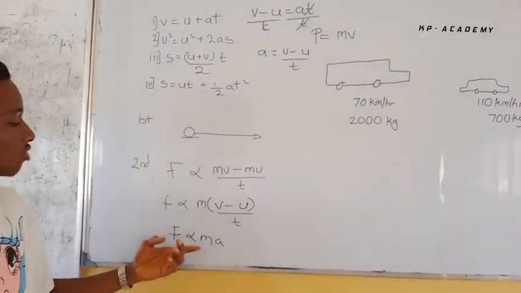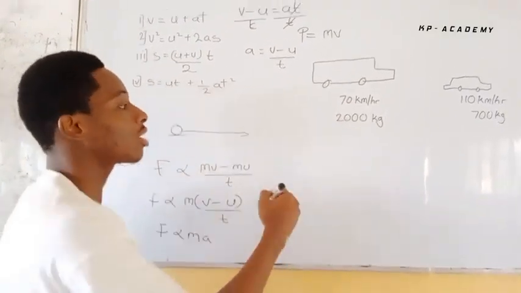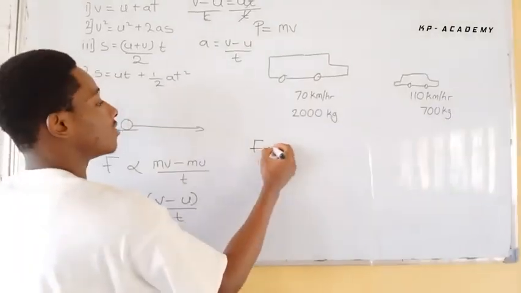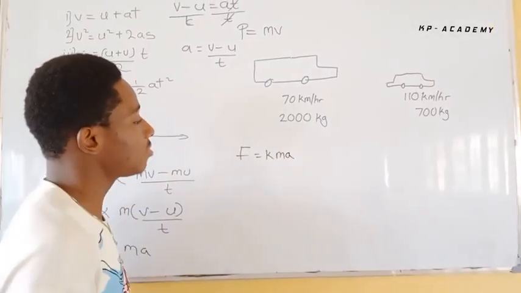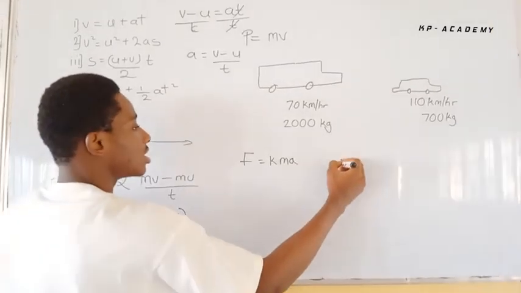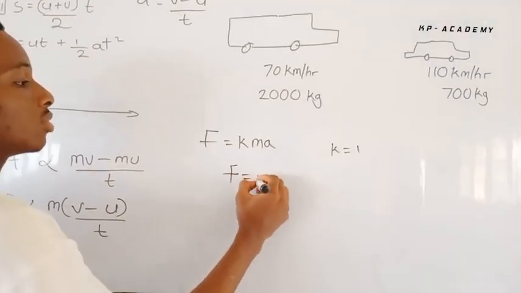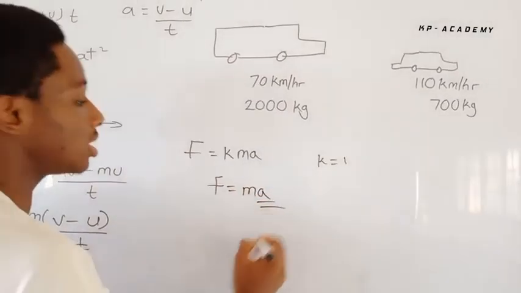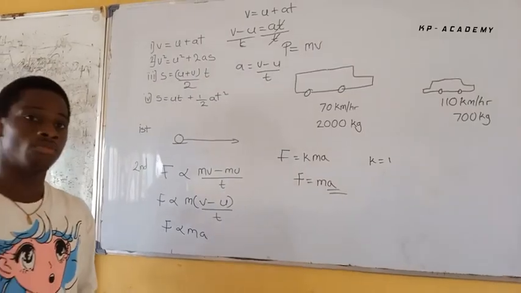In order to get rid of the proportionality, we have to introduce a constant. Let's call that constant k. We can then say F is equivalent to k times ma. We can also say this constant k is equivalent to 1. Therefore, F is equal to ma. So this is the relationship that expresses Newton's second law of motion.